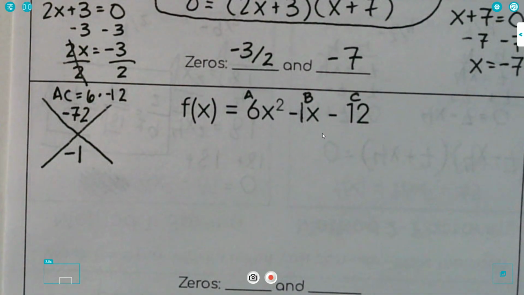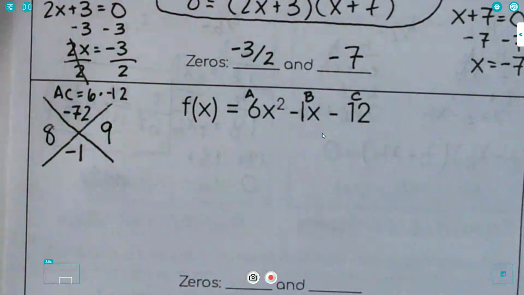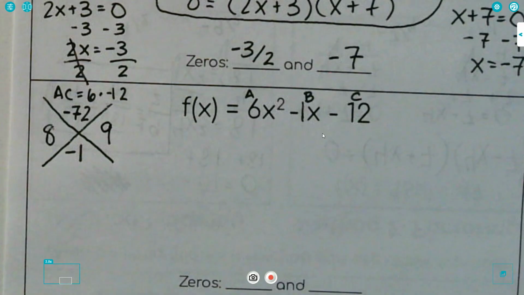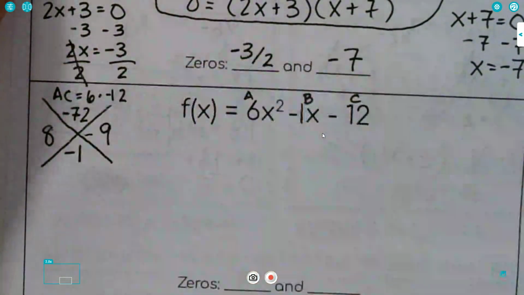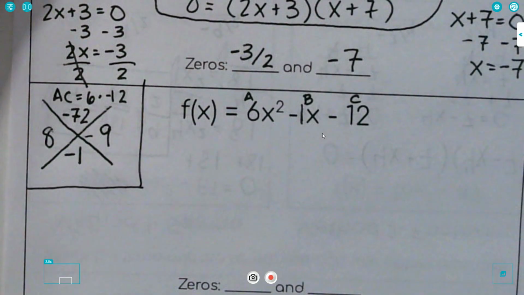What are factors of 72 that are close together? 8 and 9. 9 and 8, 8 and 9. You guys got it. So I'm going to put down 8 and 9. Which one do we need to be negative? The 9, because we want the bigger one to be negative so that they add to be negative. Awesome.